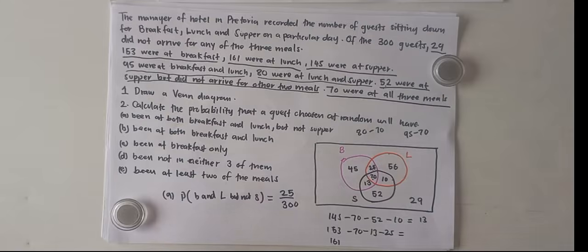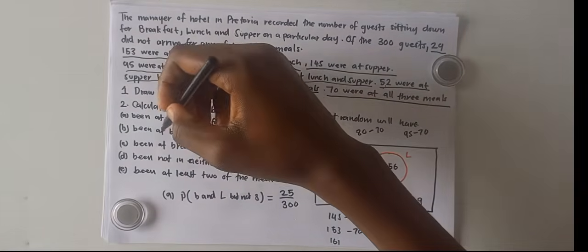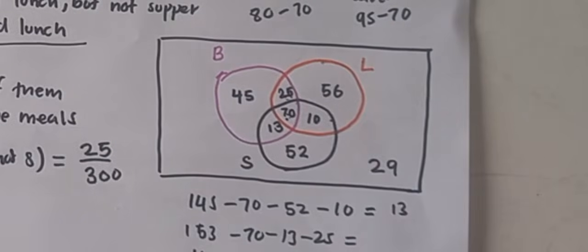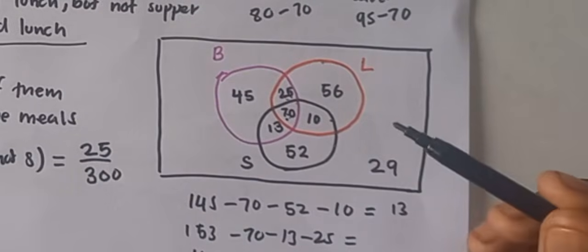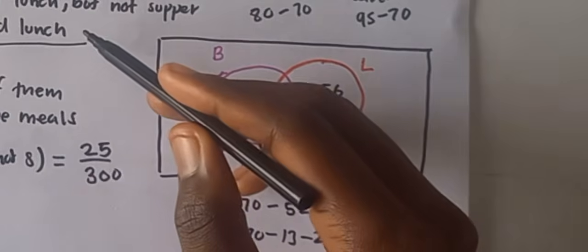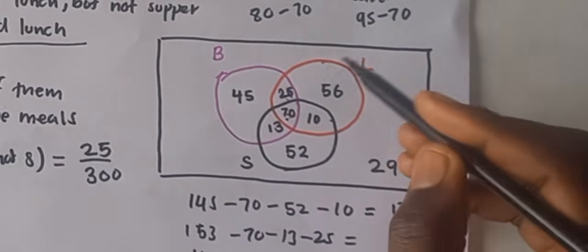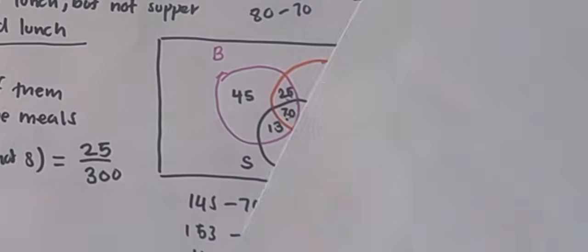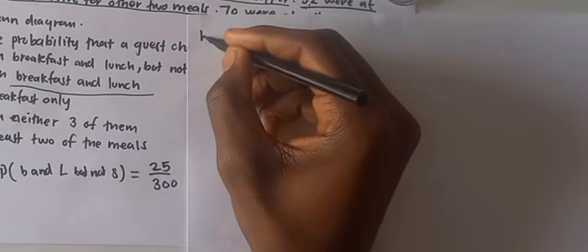You can rewatch this video, and I will also do another example in my next videos, including this kind of stuff. So going to letter B, it says someone will have been at both breakfast and lunch. For this one, they didn't tell us not, it means someone who has been at breakfast and lunch. So when we talk about both, let me just answer this one here, B.